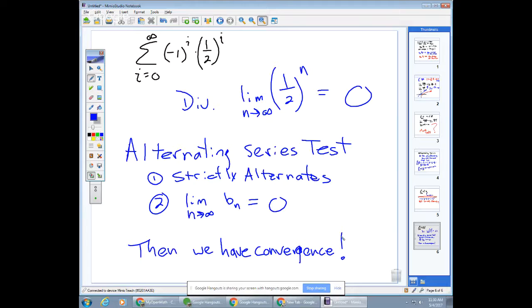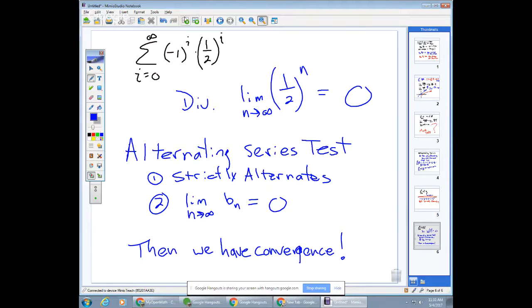Okay, so we have to have it strictly alternating. So that means we're looking at things where we can pull out a -1 to something. Now, it doesn't matter whether the first term is positive or negative, that's irrelevant. As long as every other term changes sign, we're good. And then as long as the individual positive pieces are going to 0, it's going to converge, which is kind of nice. So back to this one up here. According to the alternating series test, that series should converge to something.